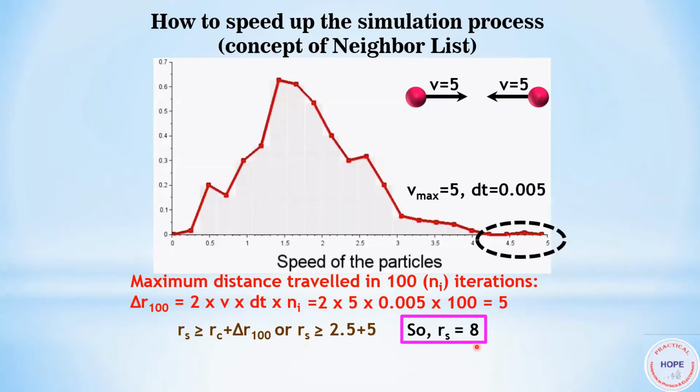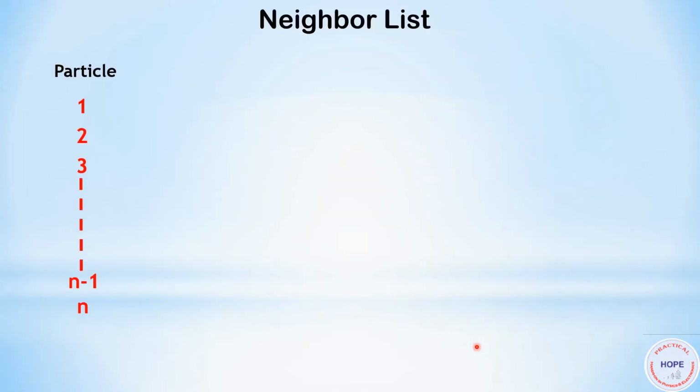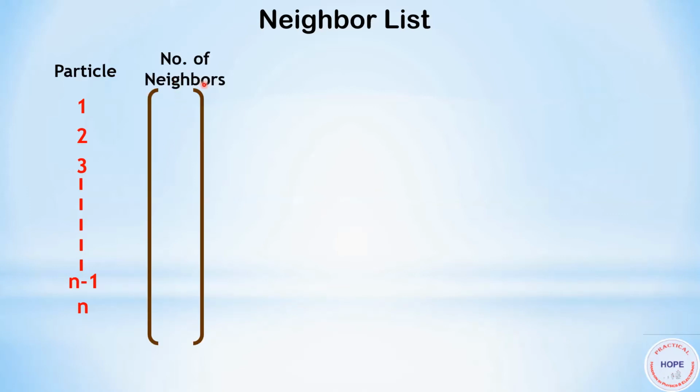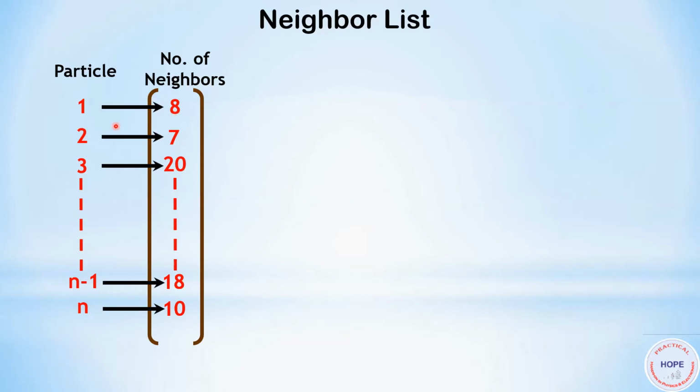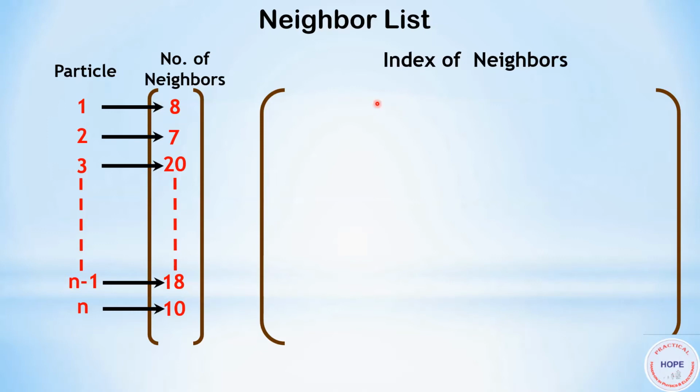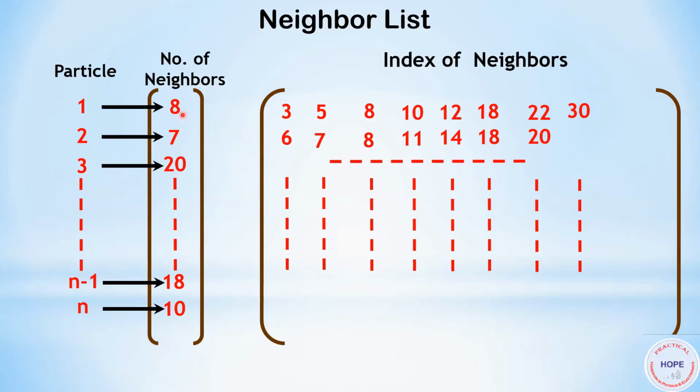Next, how to define the neighbor list. Say we have N particles in the simulation box. First, we are going to define the number of neighbors each particle has. Let's say the first particle has 8 neighbors, the second has 7, the third has 20, N-1 has 18, and the Nth particle has 10 neighbors. Next, we have to define the index of these neighbors. These are the indices of the 8 neighbors of the first particle: 3, 5, 8, 10, 12, 18, 22 and 30. Similarly, we can calculate for the second particle and so on.